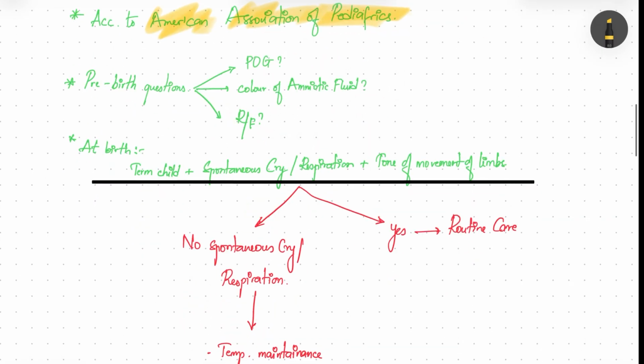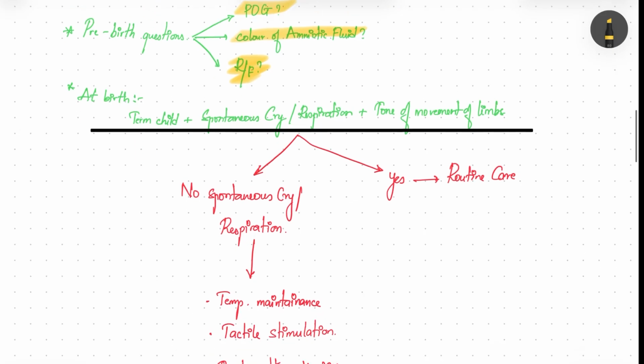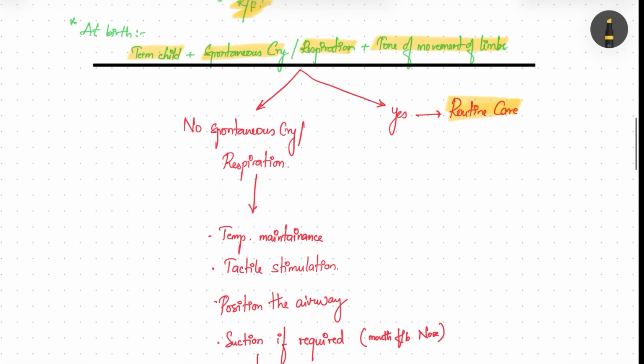When you get a call from an obstetrician or a PG from the OBGY department, the first thing you need to ask is the period of gestation, then the color of amniotic fluid, then any other risk factors like diabetes, meaning maternal things. At birth, you need to look at whether it is a term child, whether spontaneous cry or respiration is there, and even the tone of movement of the limbs, yes or no. If yes, then go for routine care. If no, then you have to follow the guidelines given by AAP.